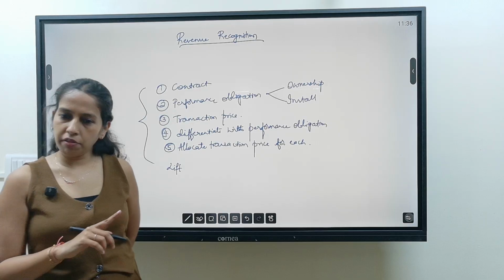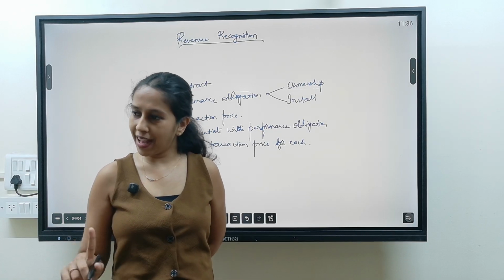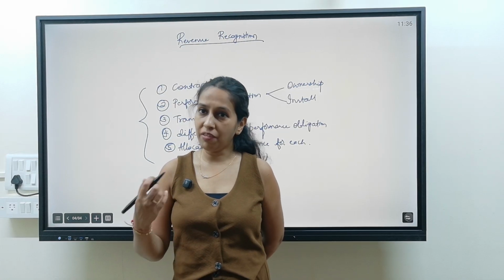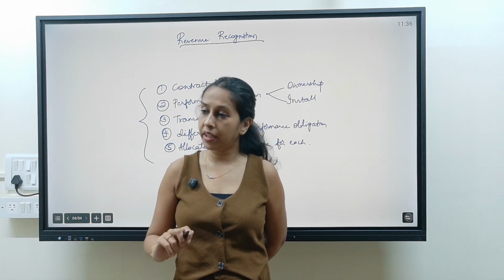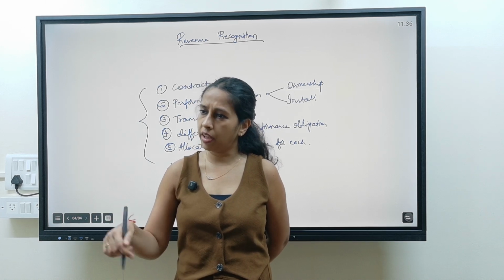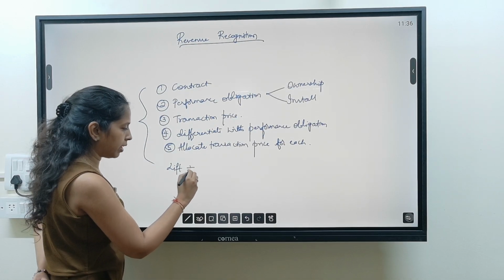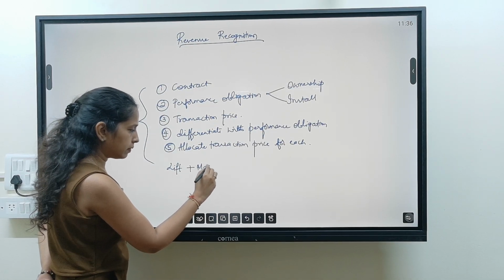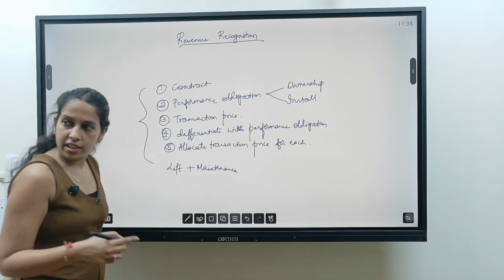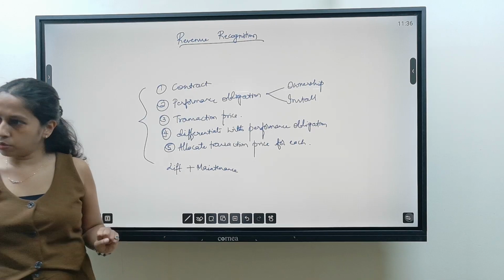So you buy the lift, they will install the lift, one transaction price, and the transaction is completed. Apart from that, you want them to maintain the lift. If anything breaks down, you will call them, they'll repair it, something like that. So you'll have a second contract with them for maintenance. For this, they'll charge you separately. So here the transaction prices are 2.